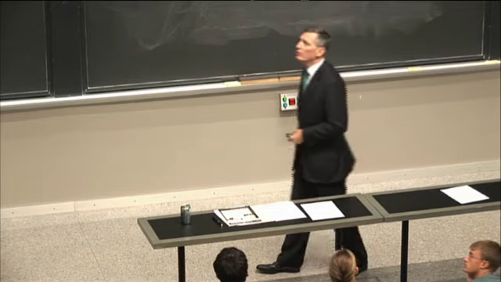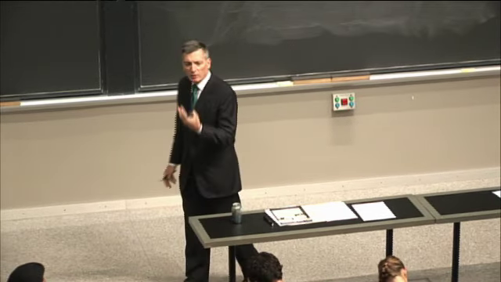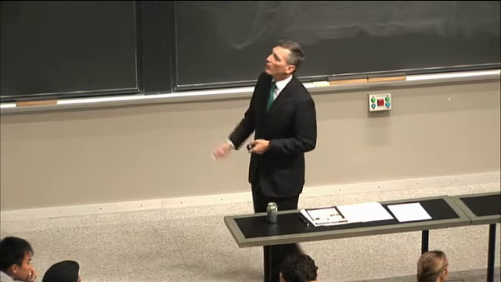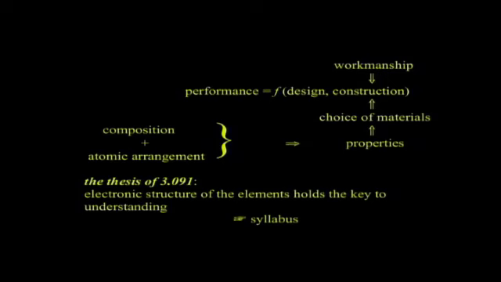So now let's turn to the whole underpinning of 3091. If we take a look at the performance of engineering, any engineering system, it's a combination of the design and the construction. Now the construction is both the workmanship and the choice of materials. Now how do we choose materials? We choose them on the basis of their properties.